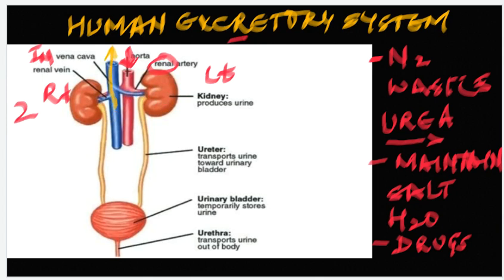I hope this much is clear to you. Now the blood has entered the kidneys, it has been purified, and the purified blood has been sent back to the heart. However, oxygen has been used in this process, and that's why we have deoxygenated blood also.